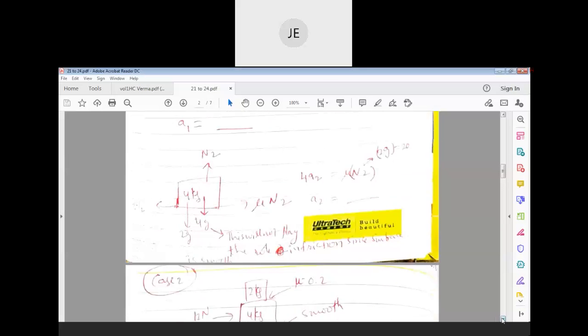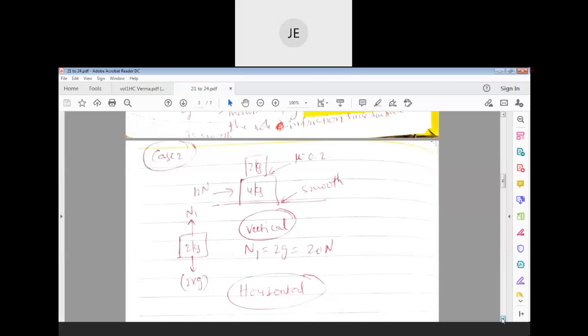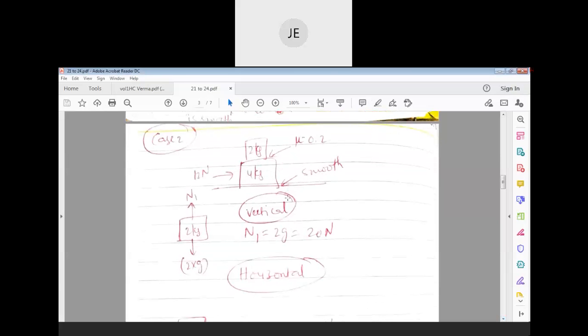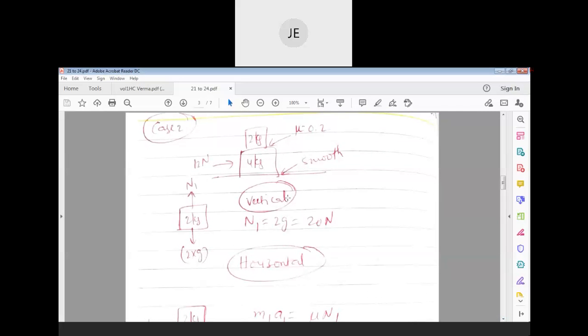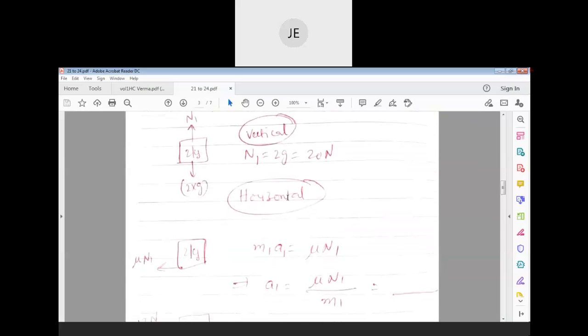And in case 2, this is the situation. The 12 Newton is applied on the 4 kg block. In the previous case it was applied on the 2 kg block, and now 12 Newton is applied on the 4 kg block. Then what will be the acceleration of the two blocks? Vertically, the normal force for the 2 kg block is 20 Newton, and horizontally there will only be the frictional force on the 2 kg block, and that frictional force is the only applied force.